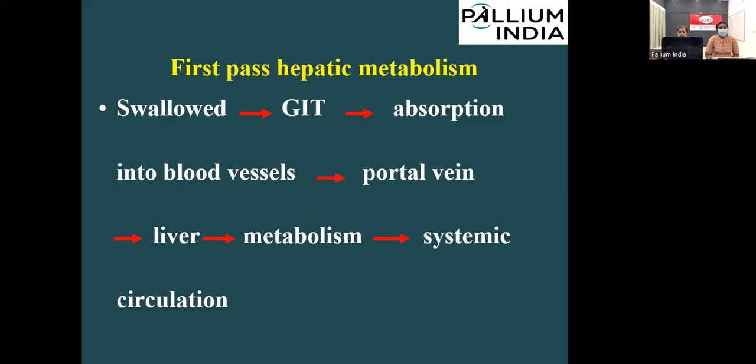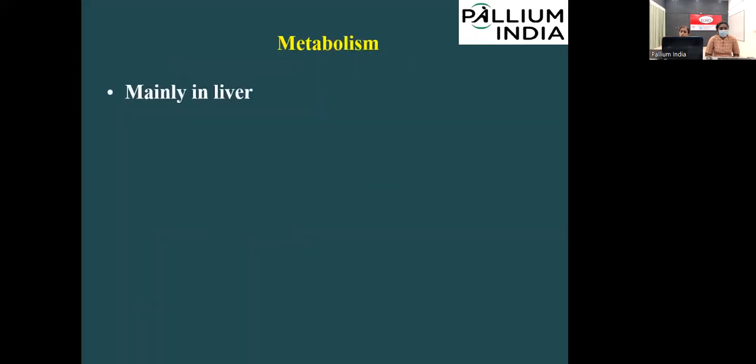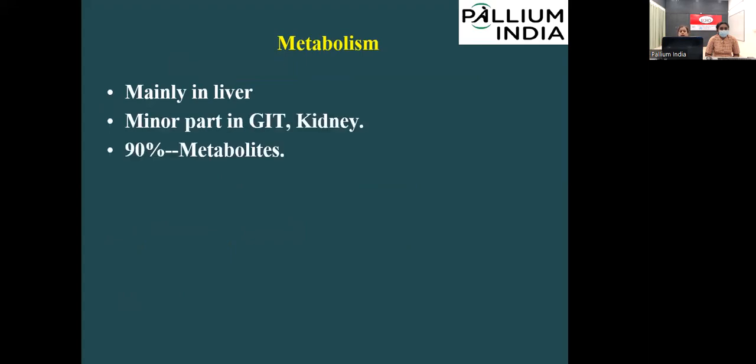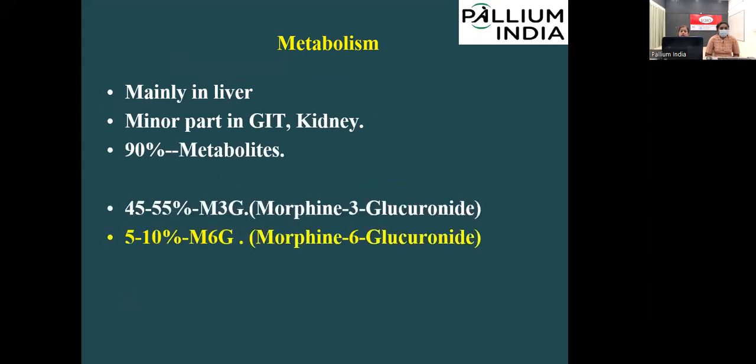When they take morphine, it reaches the gastrointestinal tract where it is absorbed into the blood vessels, reaches the portal vein and then the liver. In the liver it gets metabolized and enters the systemic circulation like any other drug. This is very similar for any other drug that you take. Metabolism happens mainly in the liver, and some metabolism happens in the GIT. There are two metabolites.